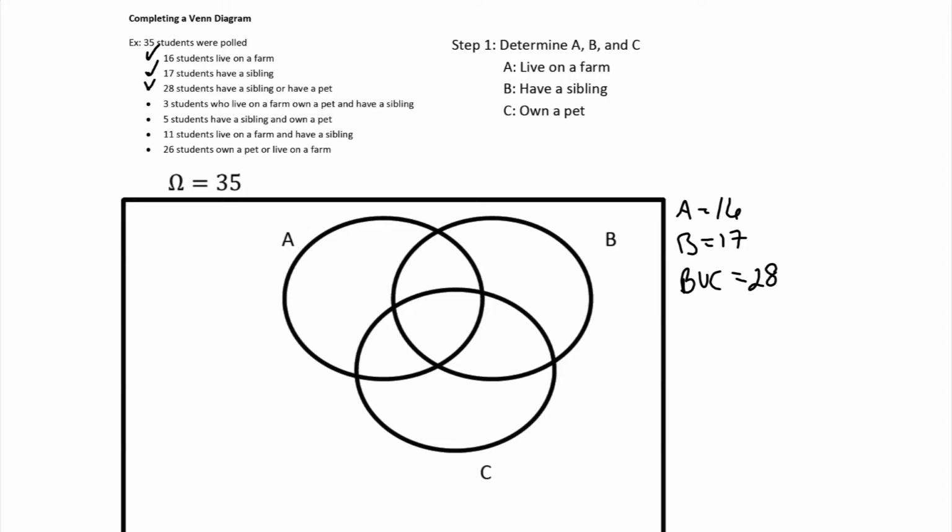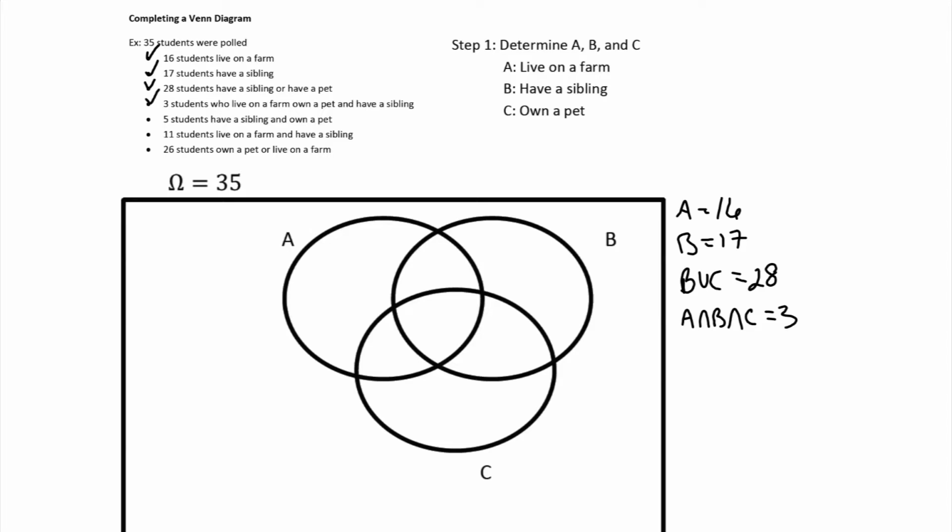3 students who live on a farm own a pet and have a sibling. So in this case, all 3 come into play. So 3 students who live on a farm, own a pet, and have a sibling, so that's all ands. So it's A and B and C is equal to 3.